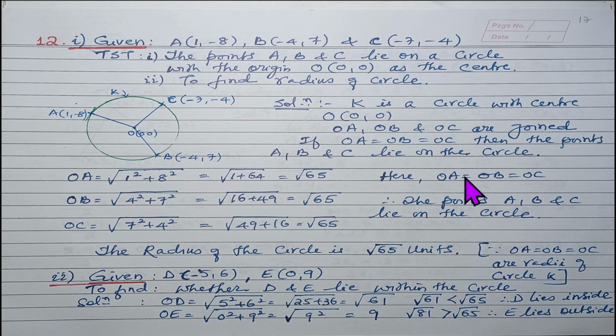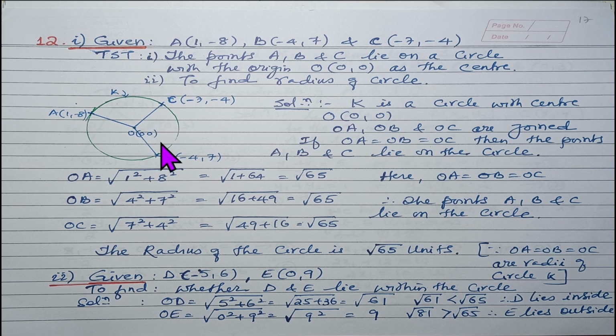Now coming to the next example, we are given 3 points here, A 1, minus 8, B minus 4, 7, and C minus 7, minus 4. Now what we have to show is that the points A, B and C lie on a circle, they are concyclic, and lie on a circle K with the origin as its center, 0, 0 are the coordinates of the center. Now we have to show that A, B, C lie on the circle, and also we have to find out the radius of the circle.